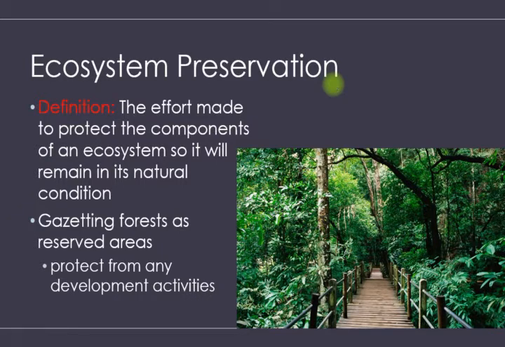Okay, we go to the definition of ecosystem preservation, or preservation of ecosystems. What is the meaning of the preservation of ecosystems? It refers to the effort made to protect the components of an ecosystem so it will remain in its natural condition. So the keyword here is to protect the components of an ecosystem, so it will maintain its natural condition. For example, we gazette forests as reserve areas. What is the objective? To protect from any development activity.